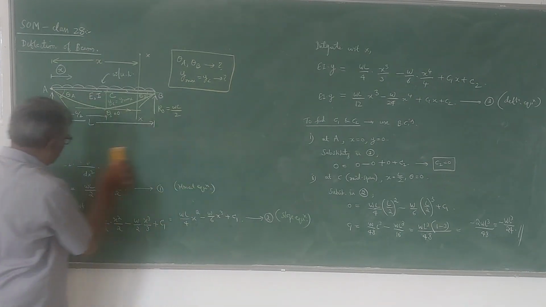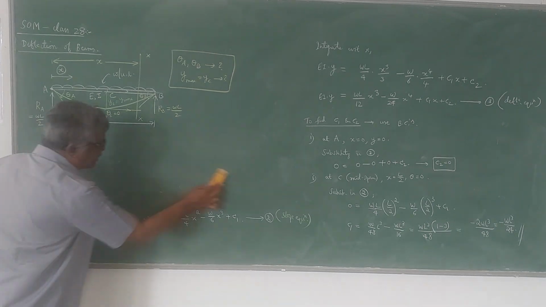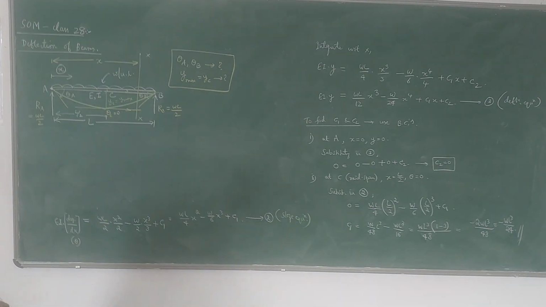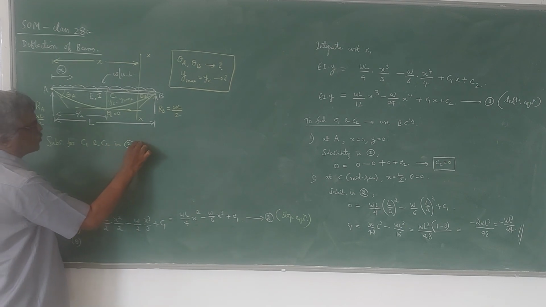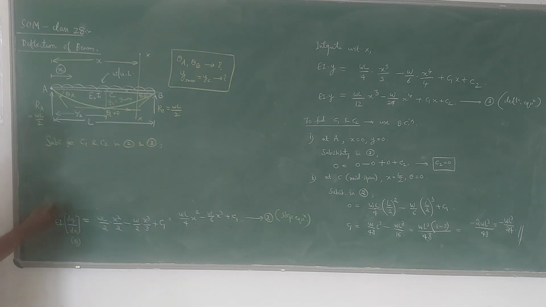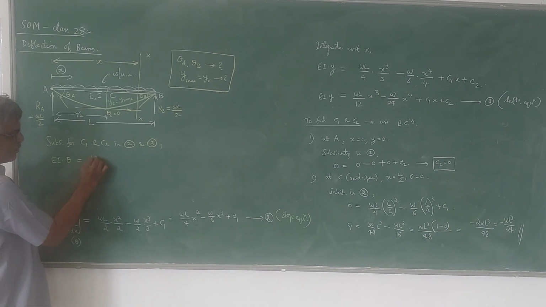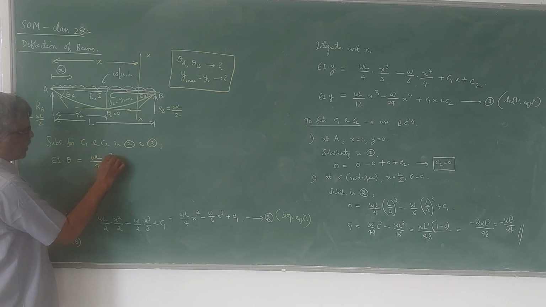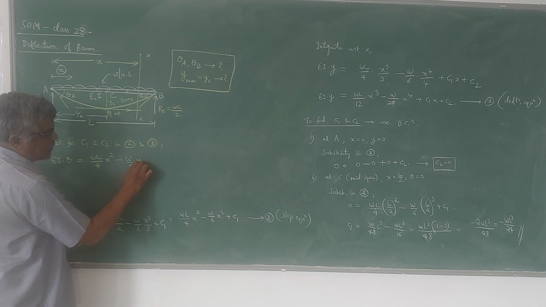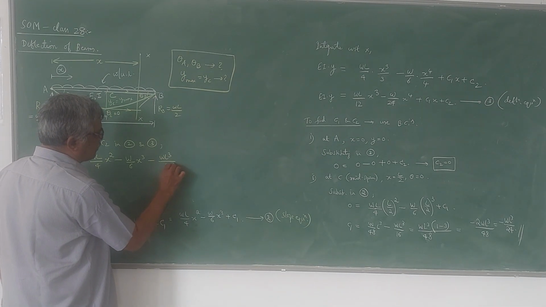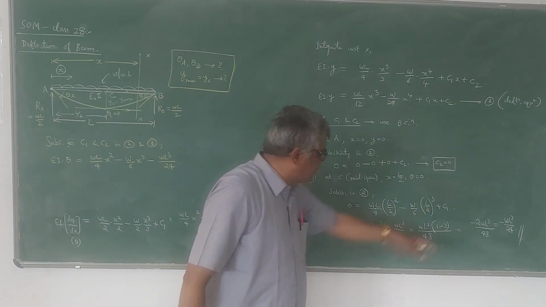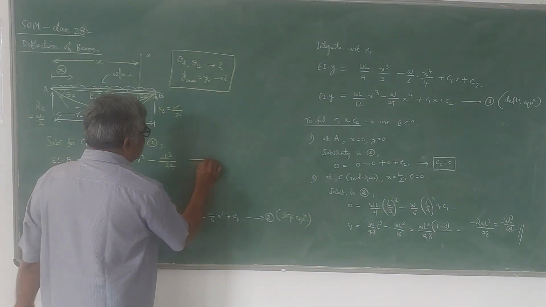Now let me substitute, and then we will find out the slope and deflection at whatever required points. Substituting for C1 and C2 in equations 2 and 3. First, let me substitute in equation 2: EI into theta is equal to W L by 4 x square minus W by 6 x cube, and C1 will be minus W L cube by 24. That's what I have substituted. C1 is that value, so this becomes equation 4 now.